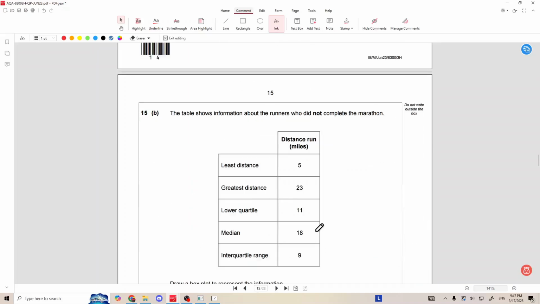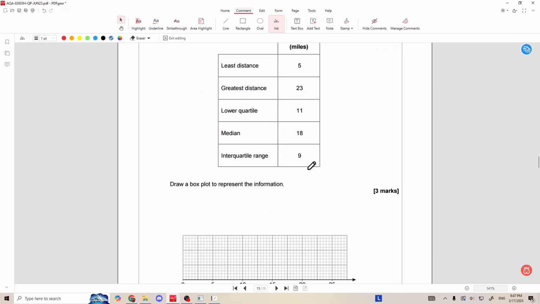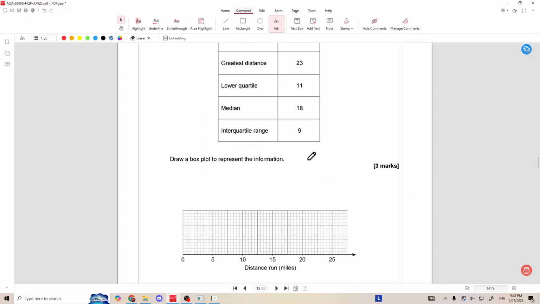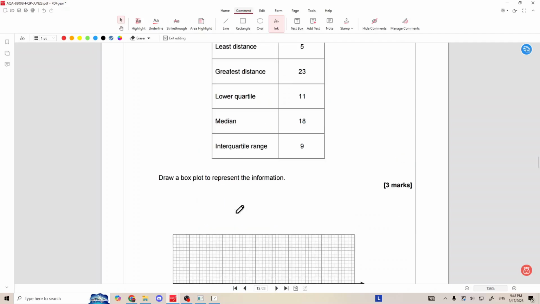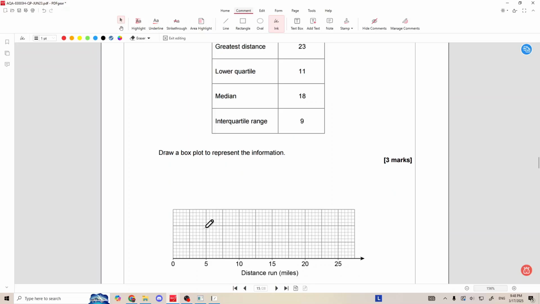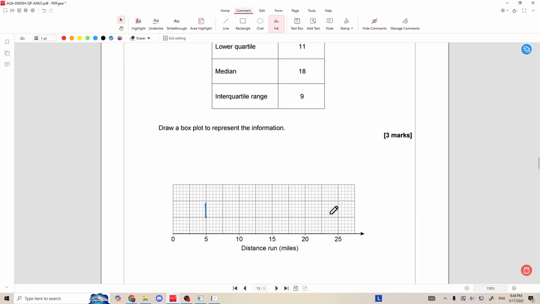The table shows information for the runners who did not complete the marathon. Least distance 5, greater distance 23, lower quartile 11, median 18, interquartile range 9. Draw a box plot to represent the information. If I recall correctly, for a box plot we represent the least distance, 5, with one line. Yeah, 5 is here. Most distance is 23, so that should be here. I'm just going to put 23, 5.